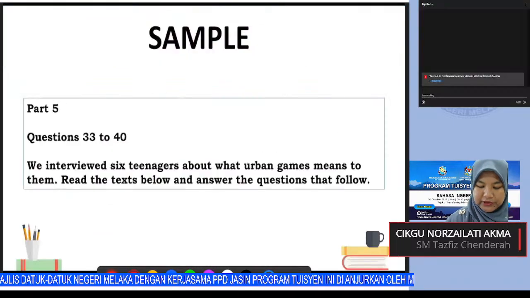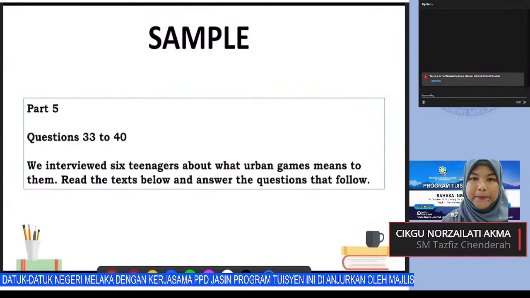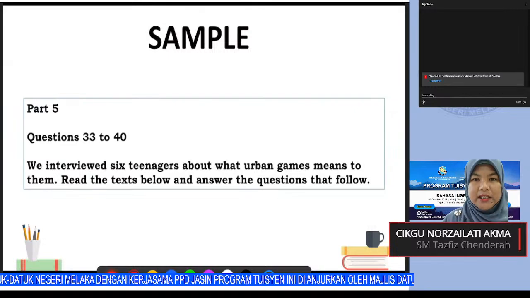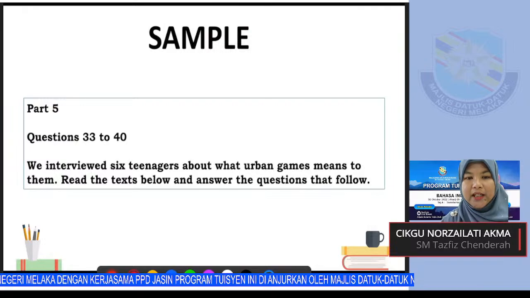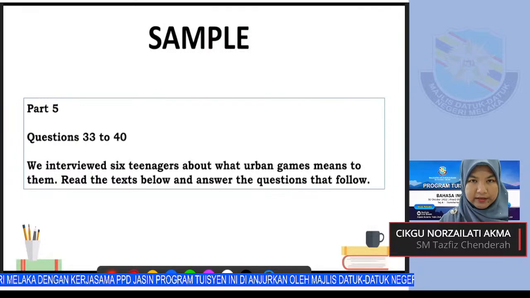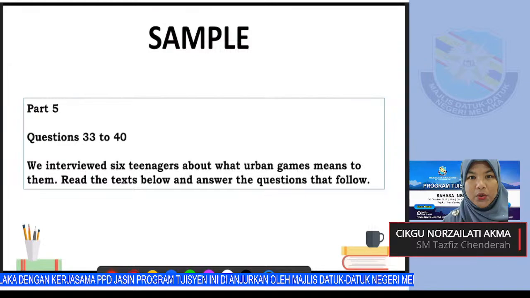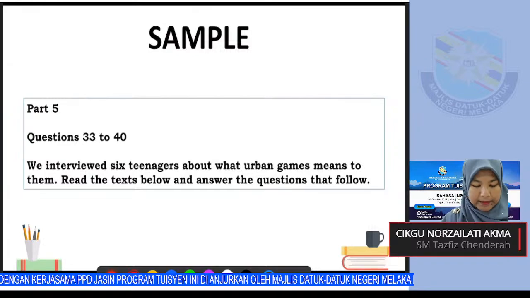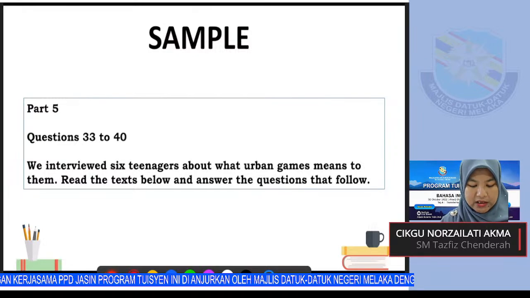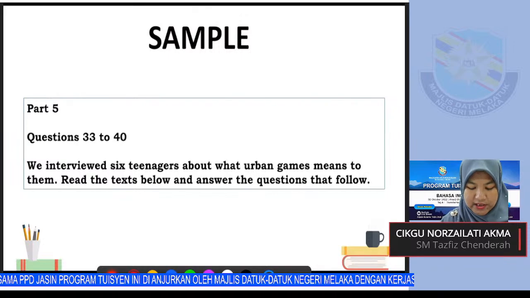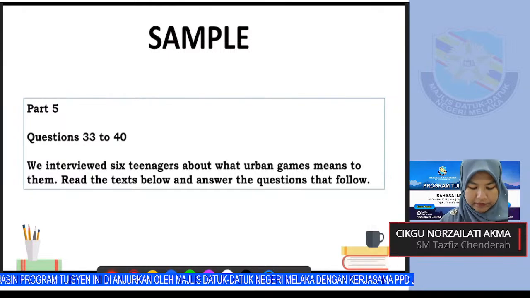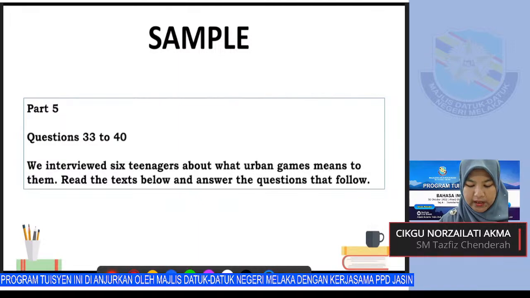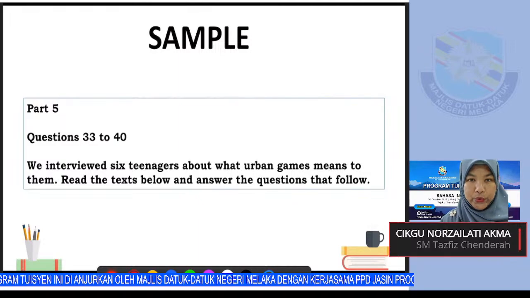Here is a sample of a rubric. Let's read it together and try to understand the situation or the scenario given here. Part 5. Questions 33 to 40. We interviewed 6 teenagers about what urban game means to them. Read the text below and answer the questions that follow.